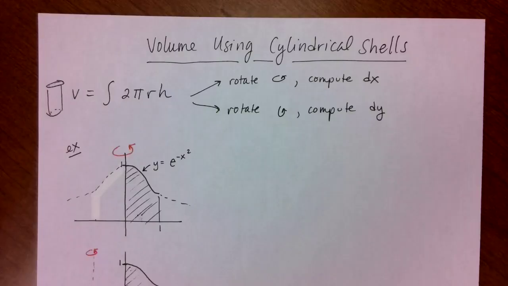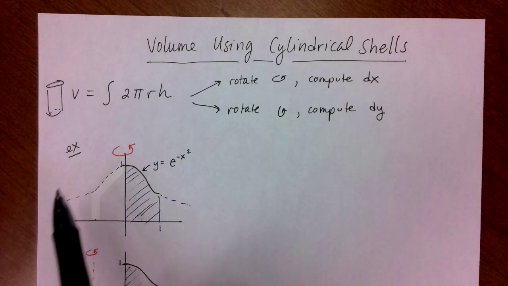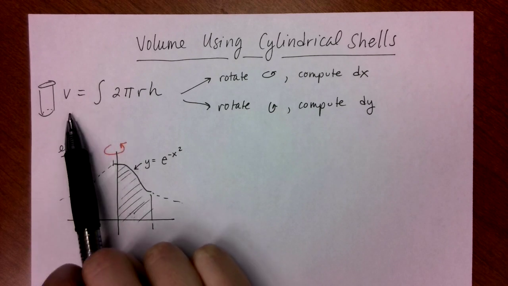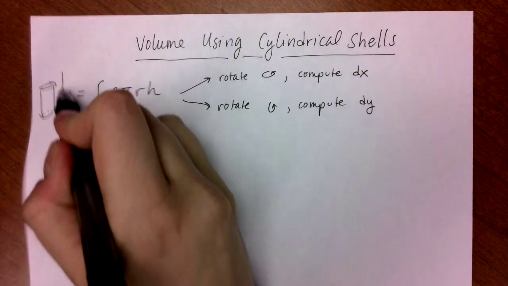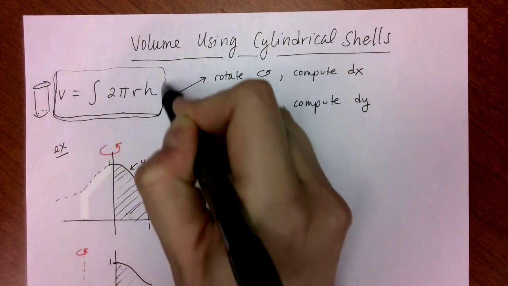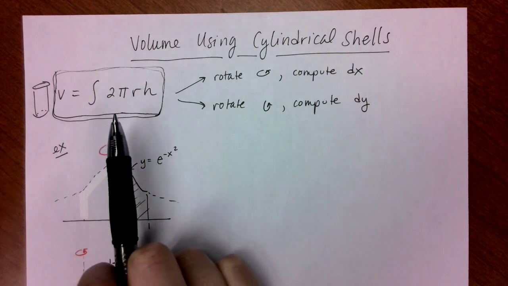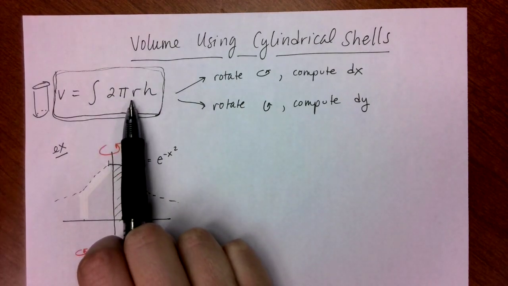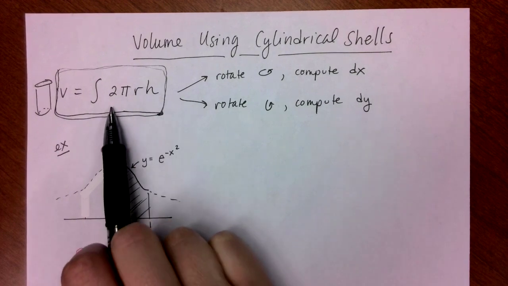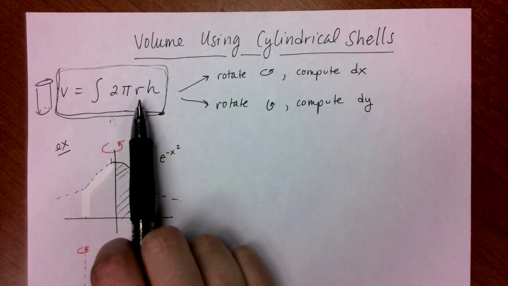Talk about computing volume using the cylindrical shells method. Before we jump into any examples, I have a summary at the top of the page here. This formula, the integral of 2 pi r h, is the backbone of this whole process. The 2 and the pi are always in your integrand, and then the r and the h, and of course the bounds of the integral, are what you're filling in problem to problem.